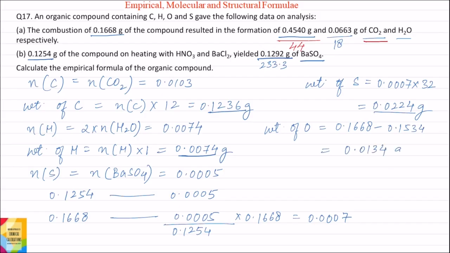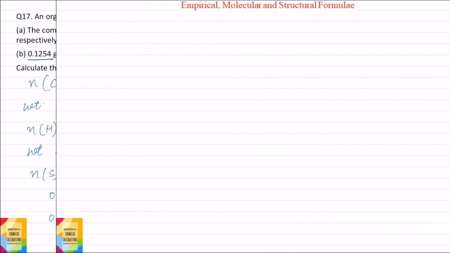0.0134 gram. Now moles of oxygen will be equal to weight of oxygen divided by atomic weight of oxygen, that is 16. So 0.0134 gram divided by 16 is equal to 0.0008 moles.